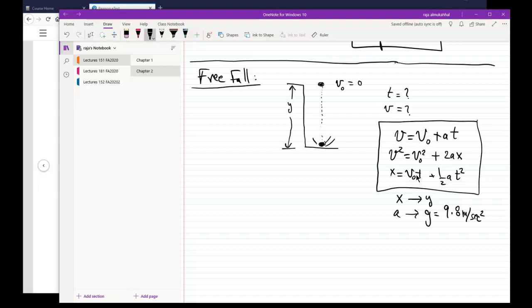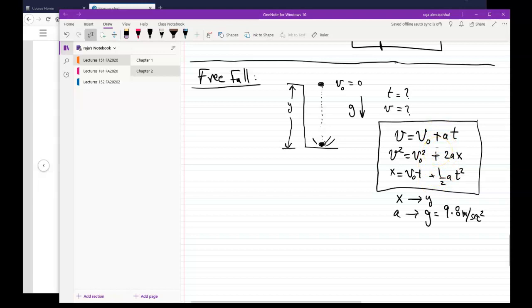One more thing, since the object is falling down, go back to this diagram right here, and it's going down, so the direction of motion is in this direction, downward this way, and the g is downward. So I'm going to replace those pluses that you see here with minuses because it's going down, okay?